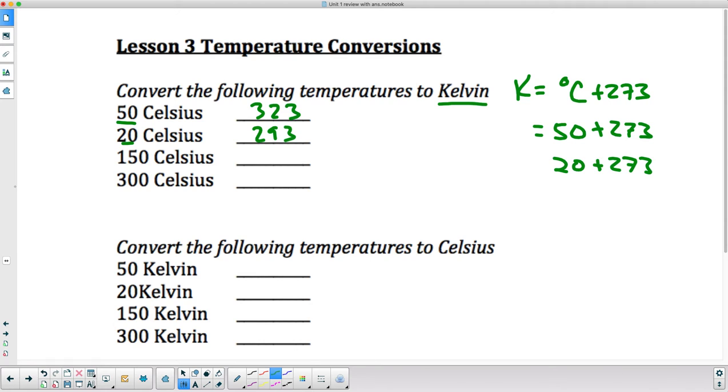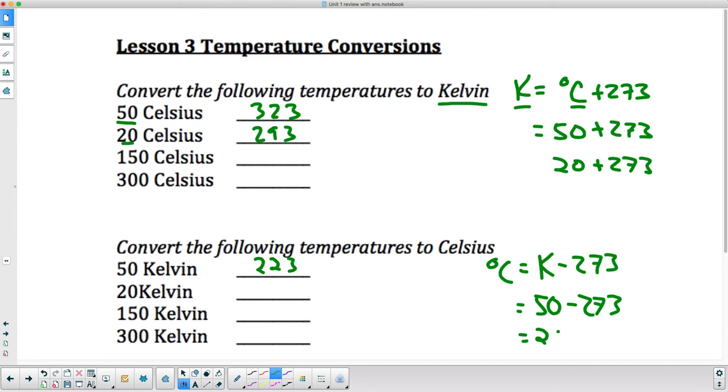Then it says convert the following temperatures to Celsius. That means Celsius equals, now if we solved for Kelvin the first time, and we solve for Celsius for the second time, that means I'm going to take Kelvin minus 273 to get our degrees Celsius. So that will be 50 minus 273. So 50 minus 273, of course, is 223.